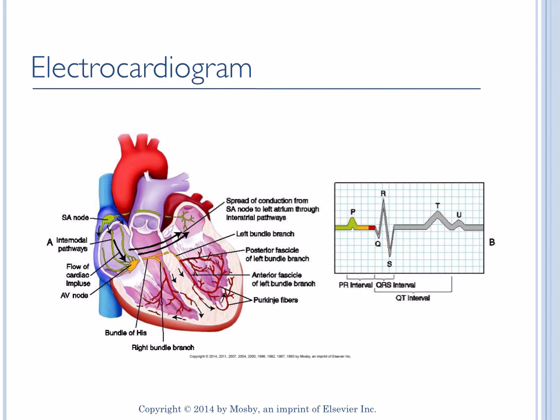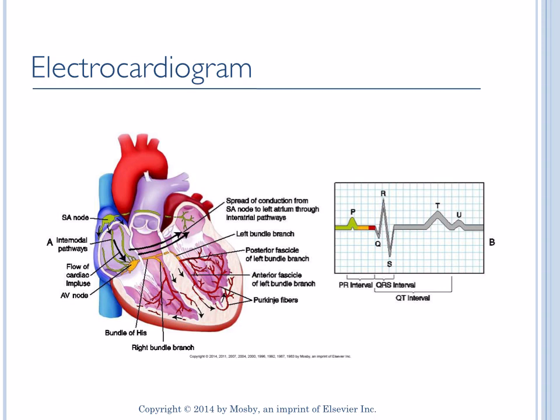The letters P, Q, R, S, T, and U are used to identify the separate waveforms. The first wave, P, begins with the firing of the SA node, and it represents depolarization of the atria. Then we have the QRS complex. It represents depolarization from the AV node through the ventricles.